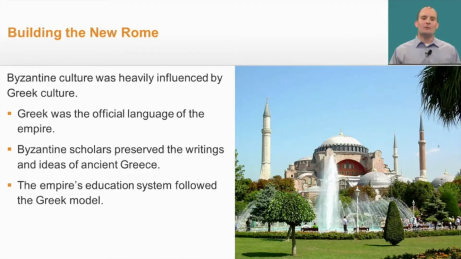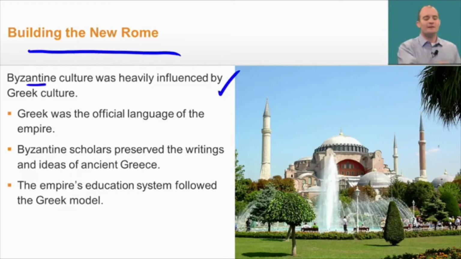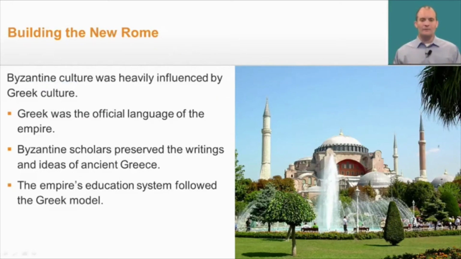Utilizing that money and wealth, Justinian was able to build a new Rome. Recall, Rome had already fallen to invaders, so he wanted to rejuvenate this idea of the new Rome, and he did it in a number of ways. To begin with, recall, Rome was heavily influenced by the Greek culture. So consequently, Justinian, wanting to bring back the new Rome, allowed Byzantine culture to be heavily influenced by Greek culture. And it really influenced it in a number of ways.